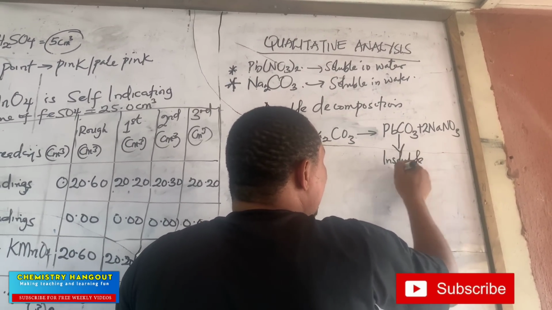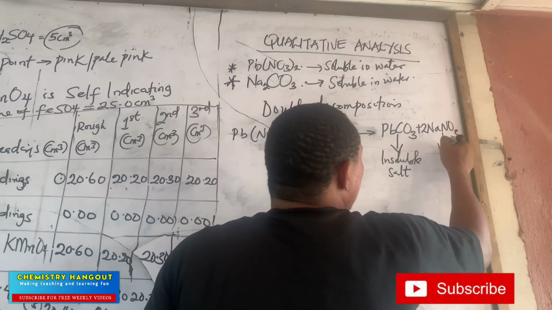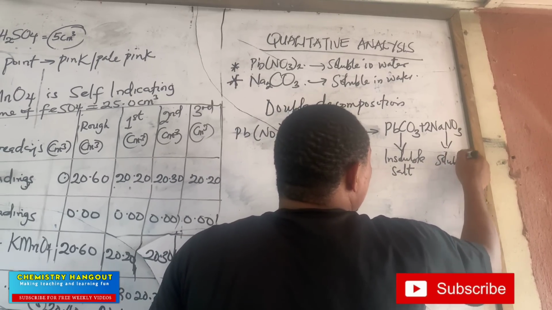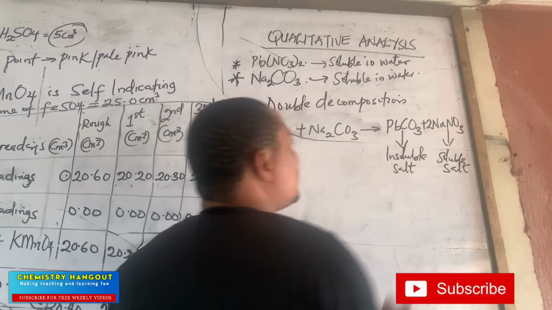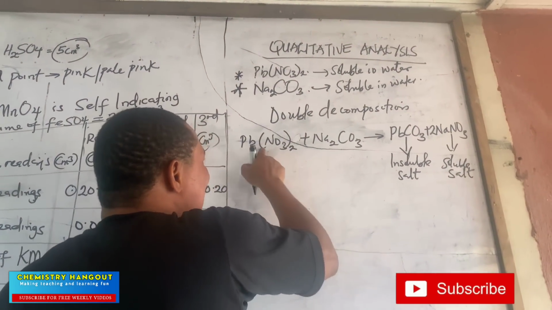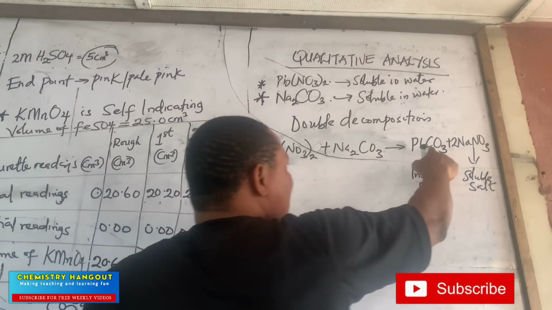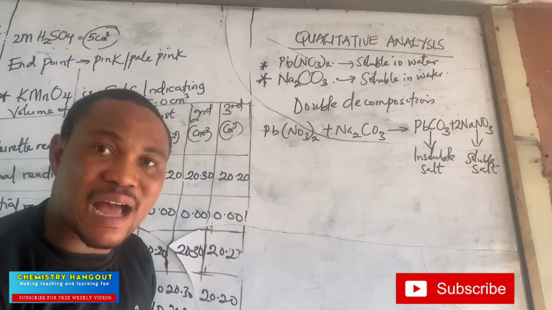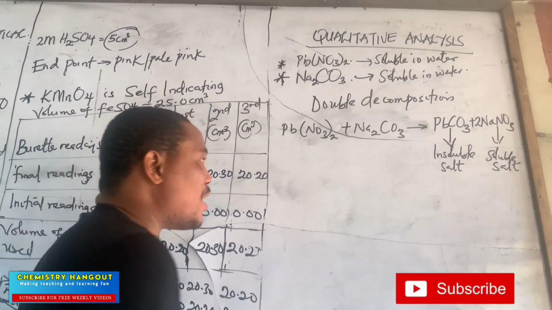Lead carbonate is an insoluble salt, while this one is a soluble salt. This is where the test will now start from. So if I mix these two together and add water, this will be formed. They will then tell me to filter. These are what we are expecting. They will not tell us to filter.